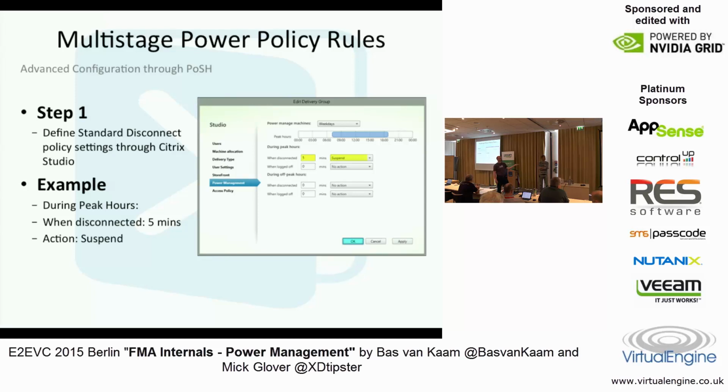We can just use an example here. Peak hours, we're going to use peak hours, not off-peak hours. When disconnected after 5 minutes, what are we going to do with the machine? And these might not be like real-world values, but we're not really concerned about that, okay? It's just showing you the behavior. So when disconnected for 5 minutes, you're going to put an action of suspend on the VM. So these are for statically assigned desktops.